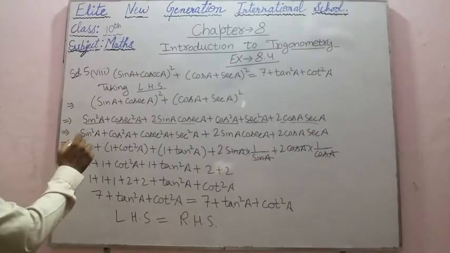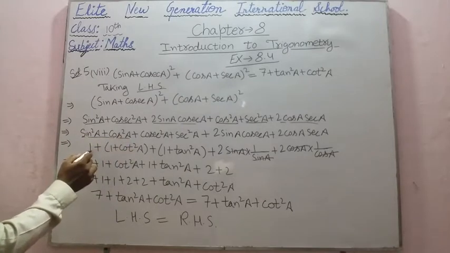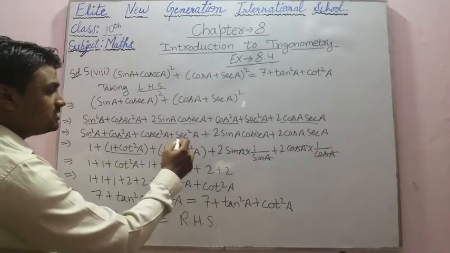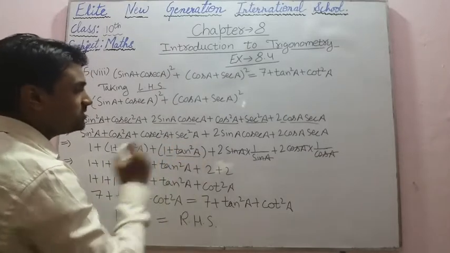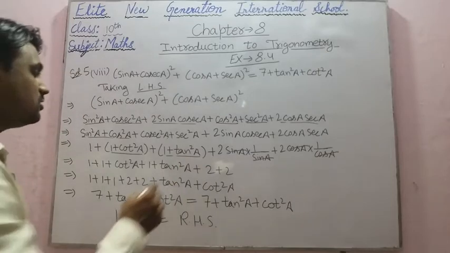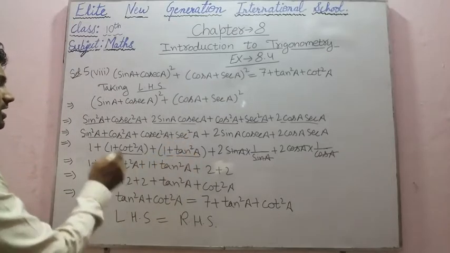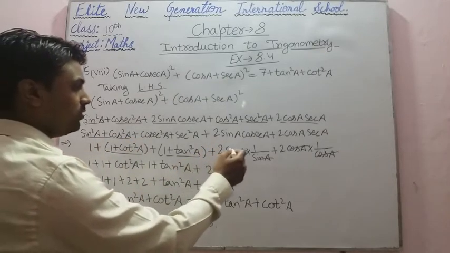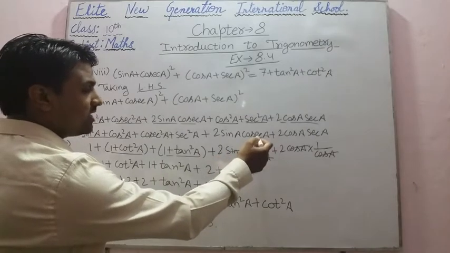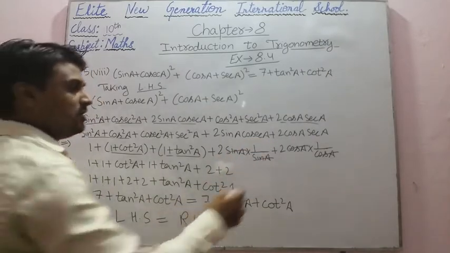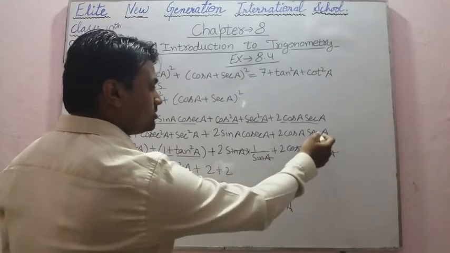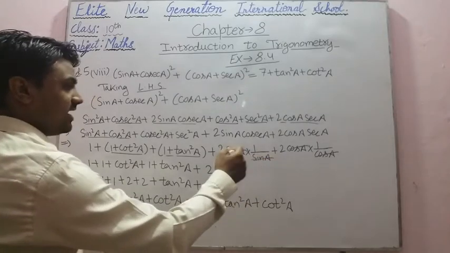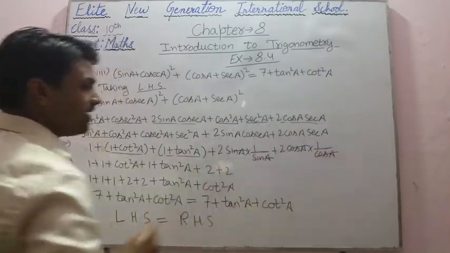Now here sin square a plus cos square a will be 1, and cosec square a can be written as 1 plus cot square a. Similarly sec square a can be written as 1 plus tan square a, as we have the formula: sec square a equals 1 plus tan square a, and cosec square a equals 1 plus cot square a. And here 2 into sin a, where cosec can be written as 1 upon sin a, plus 2 into cos a into sec, which can be written as 1 upon cos a. So here we can cancel this sin a by sin a, and this cos a by this cos a.